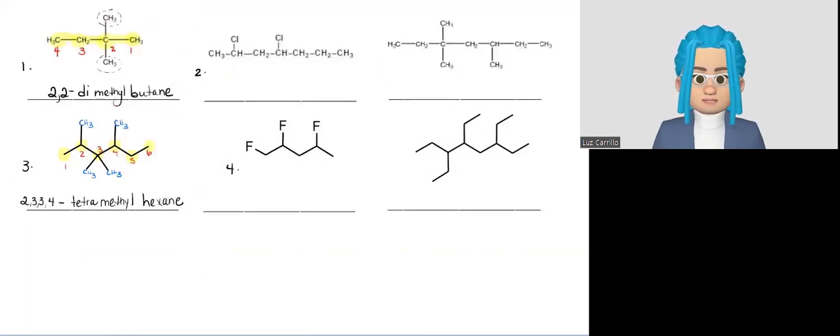Now that we have explored naming alkanes with 1 substituent, and naming alkanes with 2 or more substituents that are the same, let's now explore what happens when we have alkanes that have substituents that are different.